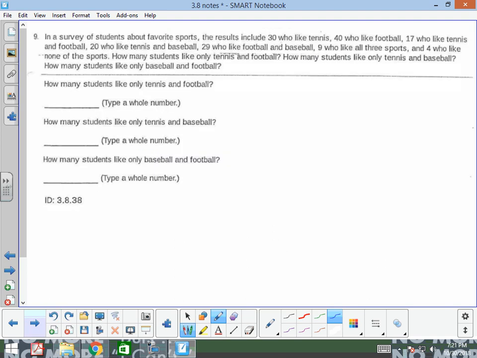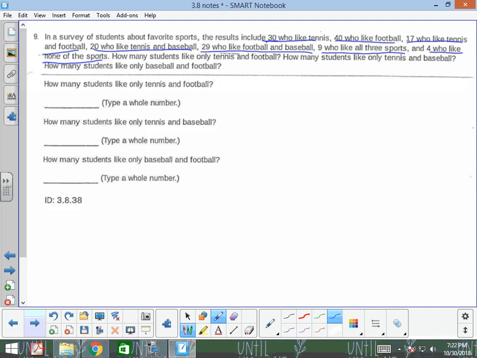All right, and number 9, in a survey of students about favorite sports, the results include 30 who like tennis, 40 who like football, 17 who like tennis and football, 20 who like tennis and baseball, 29 who like football and baseball, 9 who like all 3 sports, and 4 who like none of the sports. Who doesn't like football? How many students like only tennis and football?